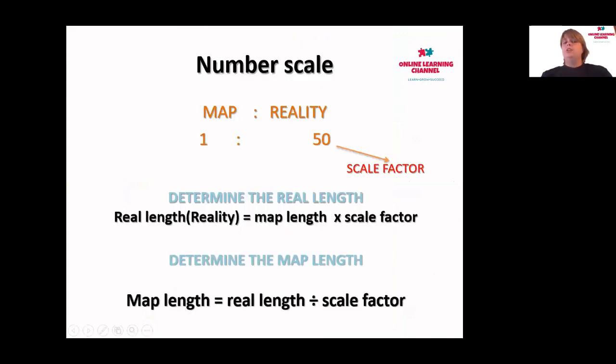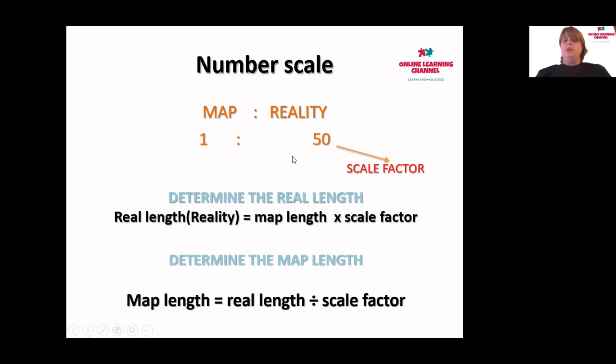Okay, next that we're going to look at is scales. There are two types of scales, number scale and the bar scale. So first, let's look at the number scale. Number scale is in a ratio base. So it says the map is 1, and the reality is 50. This means that this reality, like a map or a picture, is 50 times bigger than the map.